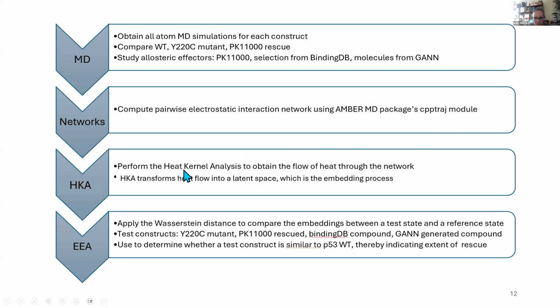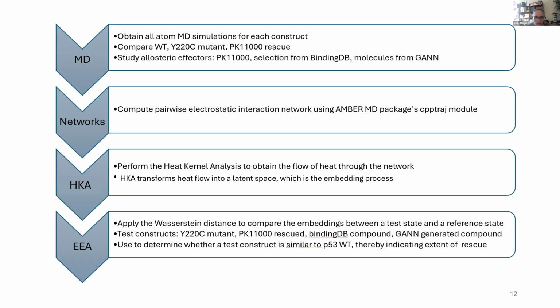So the heat kernel analysis will give you the flow of heat through the network. This is a way of studying the network properties of this, and the heat kernel analysis will transform the heat flow into a latent space, which is the embedding process. So in other words, instead of working in Euclidean space, this will act as a transformation of a tensor to work in an alternative space that is representing flow of heat through a network. So of course we don't actually have heat, but we do have a signal. But you could plug the information in and it will behave just as though it were heat.